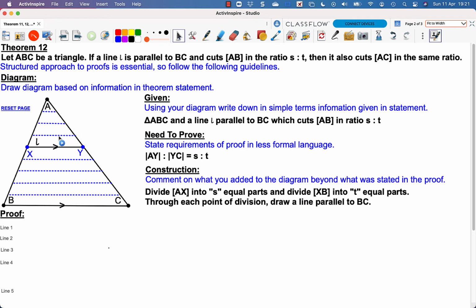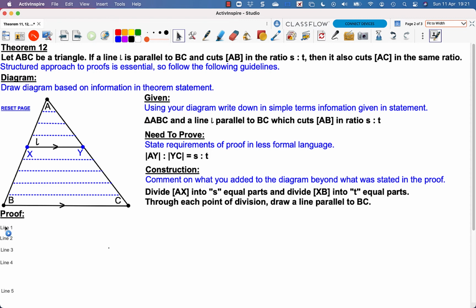So we end up saying, we divide AX into S equal parts, and we divide XB into T equal parts. Through each point of division, draw a line parallel to BC. So this is what we've done. We've drawn parallel lines here, and we've written about it there. We've said how many sections are up here. There's S sections, because we were told that in the question, and how many sections are down here? T sections. Okay, so now we're going to embark on the proof.